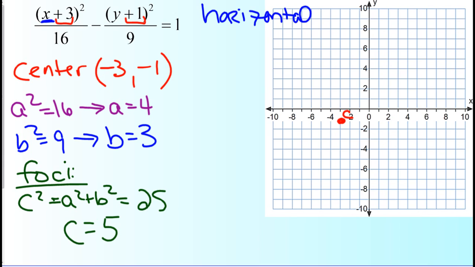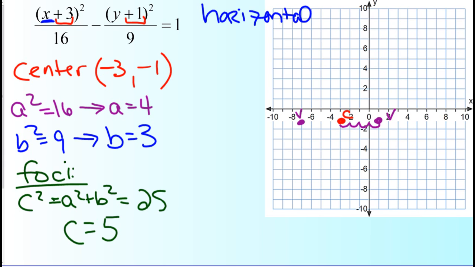Horizontal, left, right. So I'm going to go from my center like we did with ellipses. 1, 2, 3, 4. I've counted out 4. There is one vertex. Then I count left from my center; go back to your center, you're always going back to your center. And I count left, 1, 2, 3, 4, for my other vertex. Just like ellipses, there are many things that are similar.